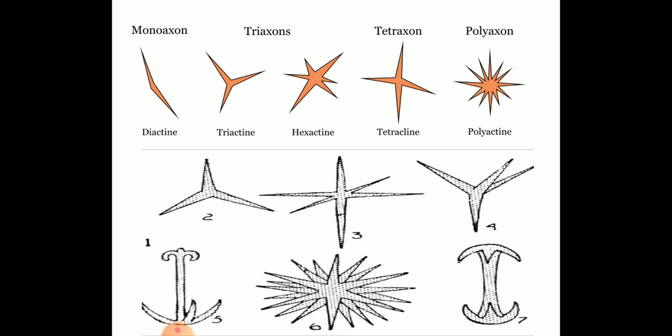You can see monoaxon, it is a single type, but it is also called as diactin, means both this side it is growing. And triaxon, it is having 3, and hexa you can find 6, then tetra 4, polyaxon you can find many. So these are the different types of the spicules which are making the rigid structure of these sponges.